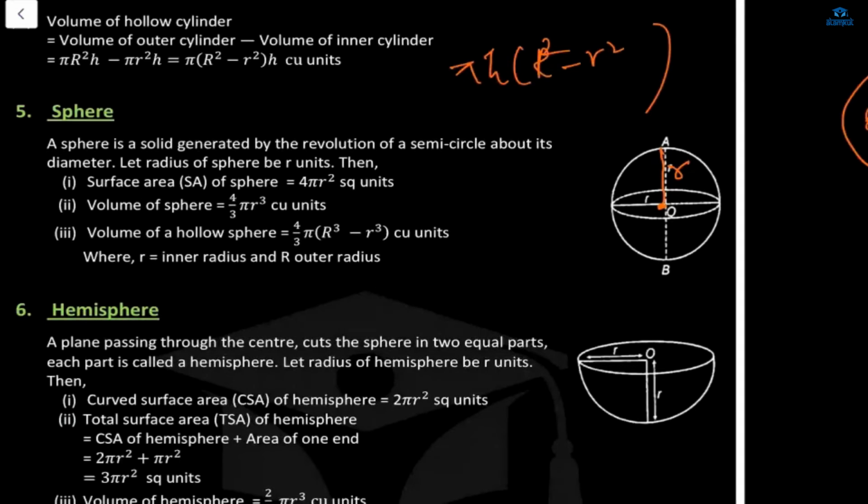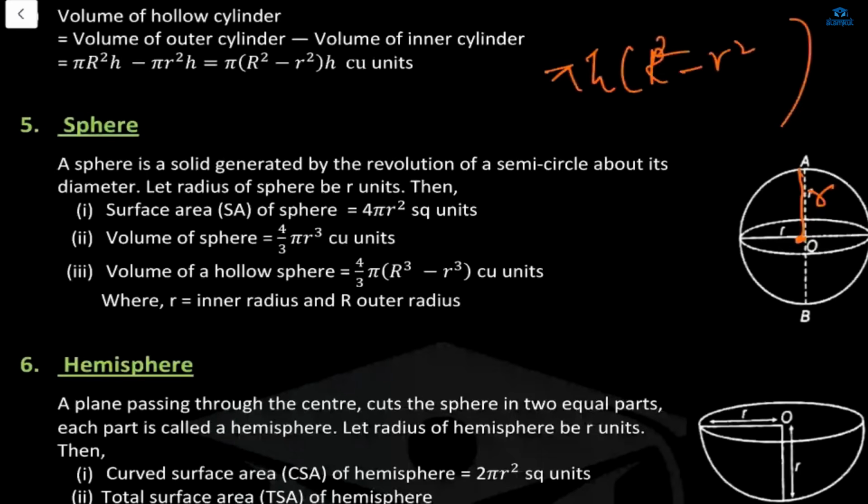Now, what will be the surface area of the sphere? The surface area of the sphere is 4 pi r square units. And the volume of the sphere is 4 by 3 pi r cube. Here you have 4 pi r square, and when you go for volume, it will be a cube. If you go with the derivation, it is a little tricky, we use integration and all. So just remember this formula as it is. When you go to higher classes, you will learn about integration, and the volume of a sphere is 4 by 3 pi r cube.